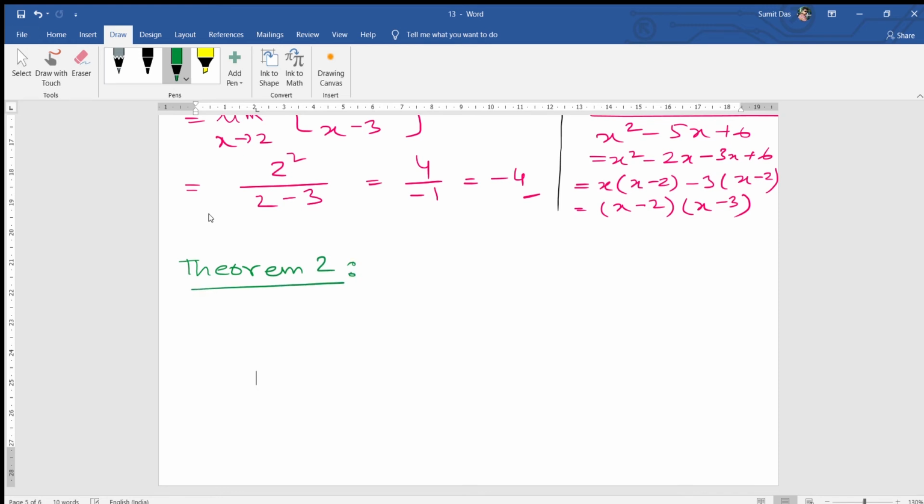This theorem is saying, for any positive integer small n, for any positive integer, small n.